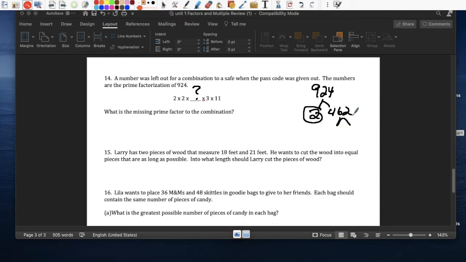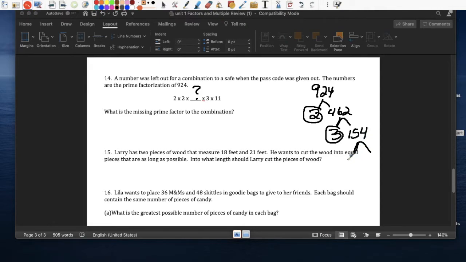Well, it's an even number. Can we use 3? We can use 3 too. Let's use 3. I know I can divide by 3, so it's going to be 3 and something. So on my calculator, I'm going to put 462 divided by 3. And that's going to give me 154. The 3 I stop, but the 154 I can continue.